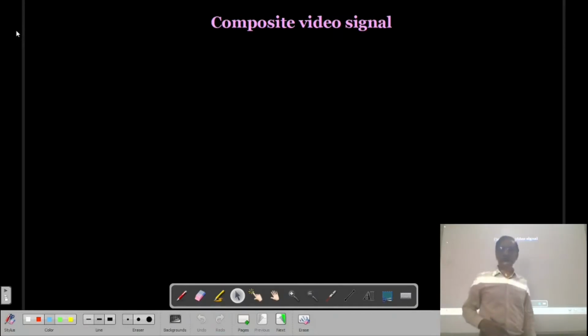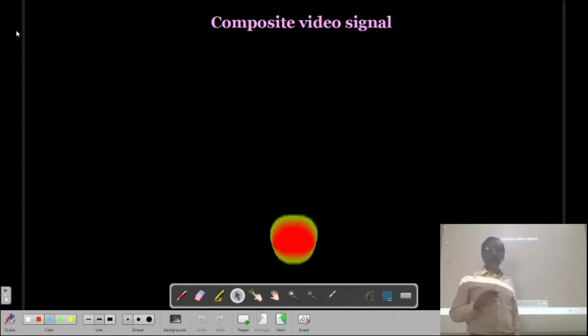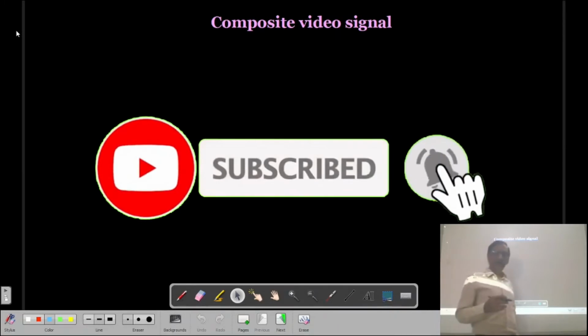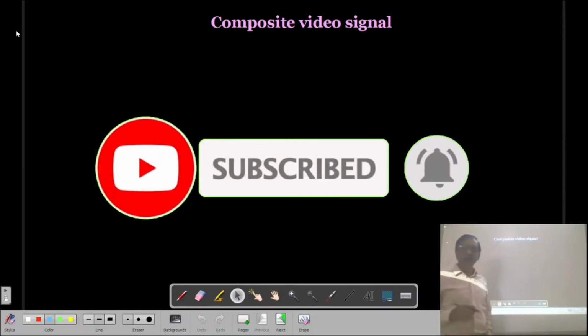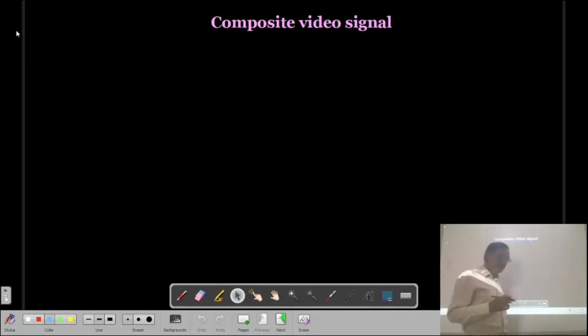So in the previous lecture, we have discussed the scanning system. What is scanning? Scanning means to read the picture or to draw the picture on the screen of the picture tube. So basically, in scanning, the picture is divided into a number of lines, and for each line, the camera tube generates video information. Now, when this video information is transmitted, other pulses are also added along with it, and that combined signal is known as a composite video signal.